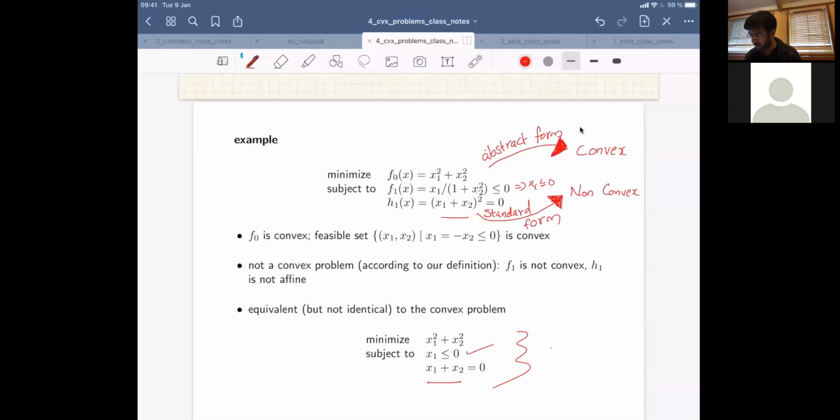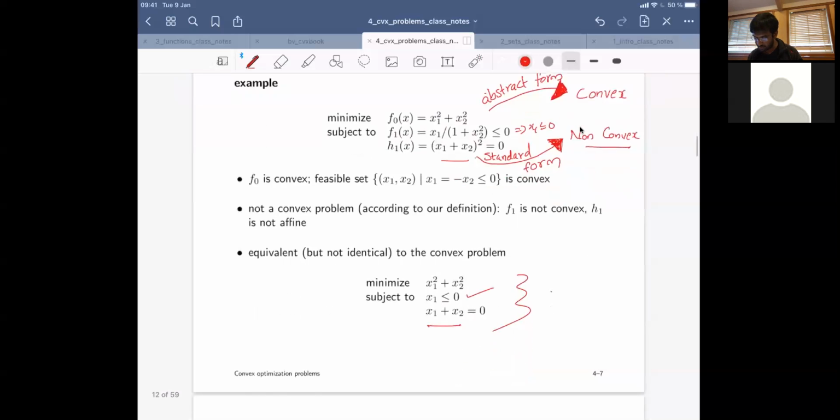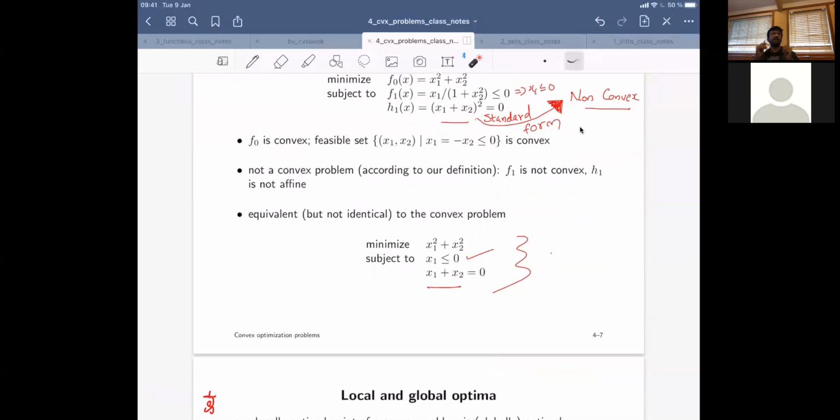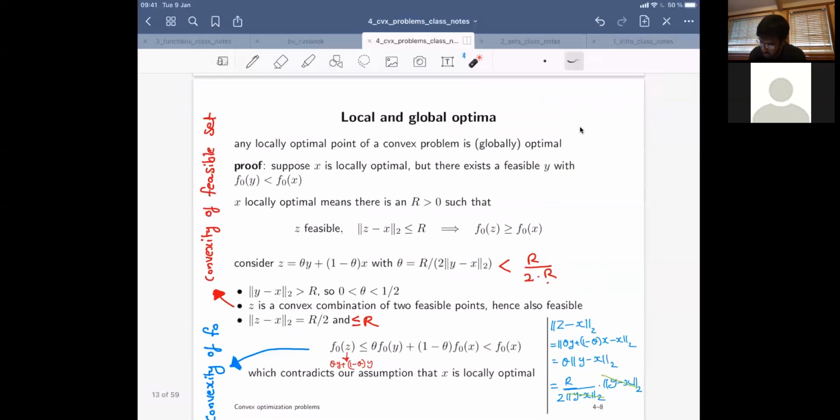So be careful here. This is not convex in the standard form, but indirectly this is convex in abstract form. Okay. So that's why it's written not a convex problem according to our definition. But these are equivalent problems. So when you have a problem which you know is a convex problem and which has a strange form, it is possible that it can be converted into the standard form problem where we can have these beautiful things like inequalities defined by a convex function and equality with an affine function. This is possible.